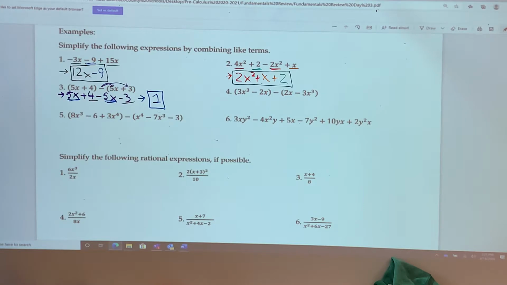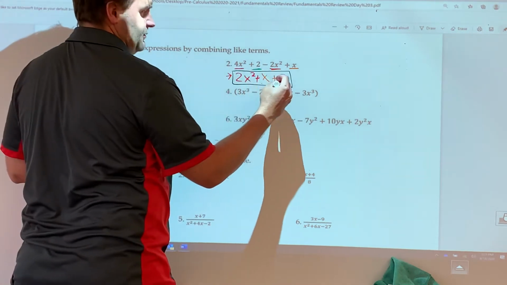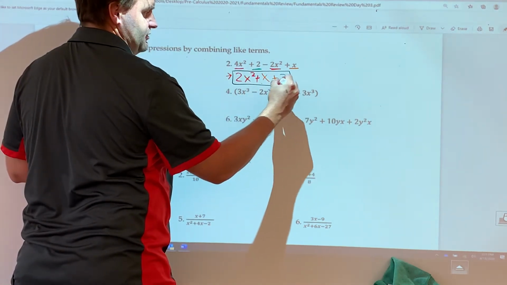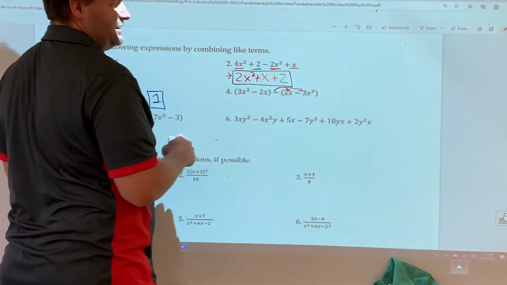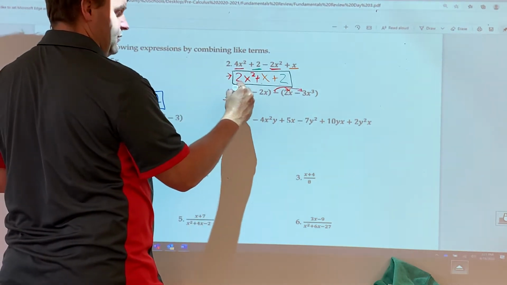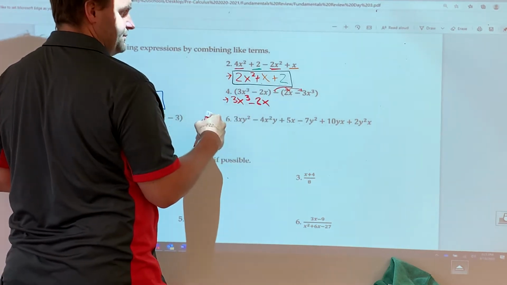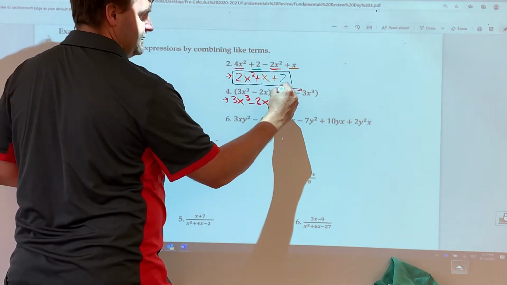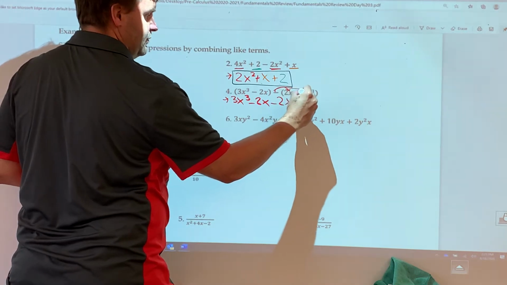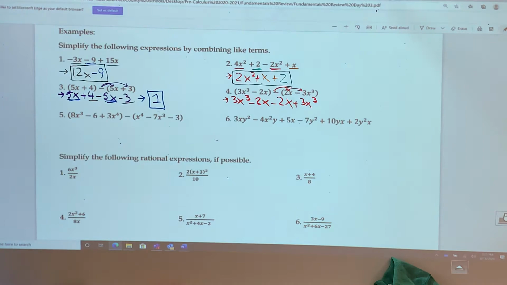All right, number 4. It looks a lot like number 3. We still will go over it, just to make sure. We've got this minus sign here. Again, recall it distributes to the values inside the parentheses it's in front of. So you're going to have 3x to the third minus 2x, minus 2x plus 3x to the third.